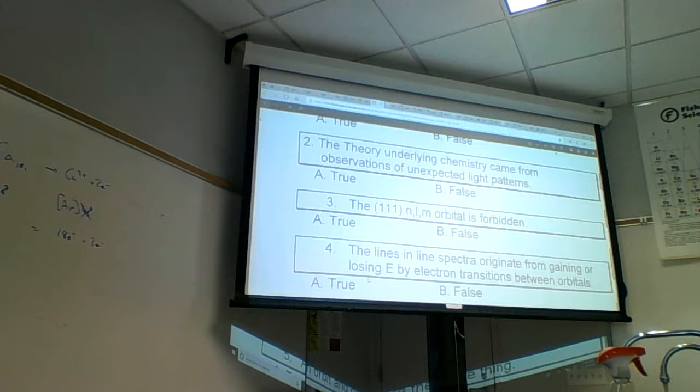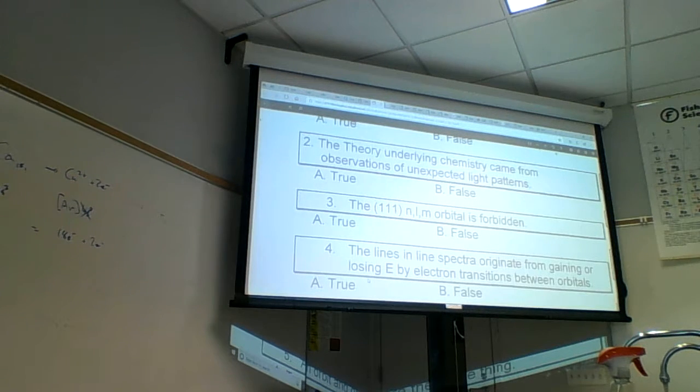Okay, well, what it stands for is, what I was asking for on the quiz was, what does M represent? What M stands for is called the magnetic quantum number.